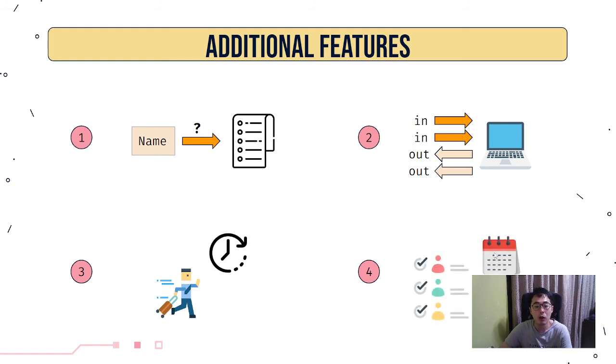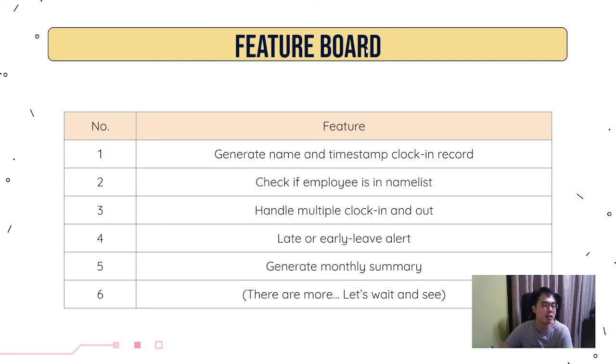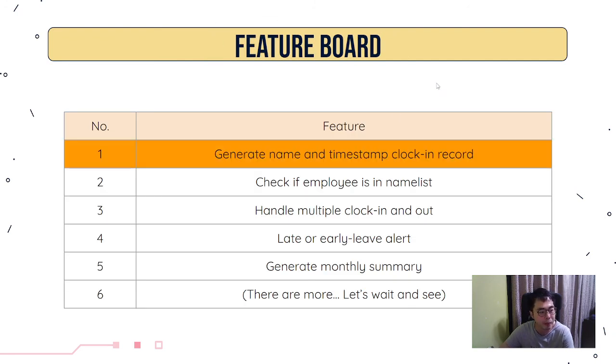And the fourth, how about a monthly attendance summary? That could be a good idea for managers' convenience. So this feature, we will talk about it in a future episode. So let's see the feature board here. Now, the first one, generate name and timestamp clock in record, we have completed today. And for the next 5, maybe you can do them first by yourself, and then let's see how we do these functions in future episodes.